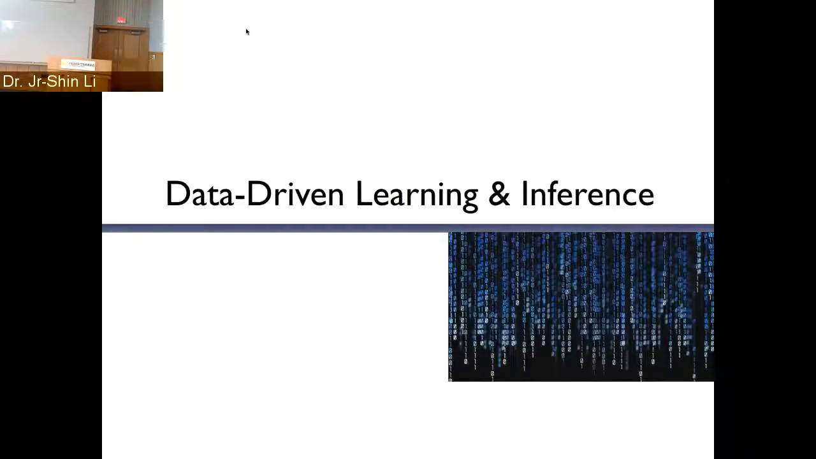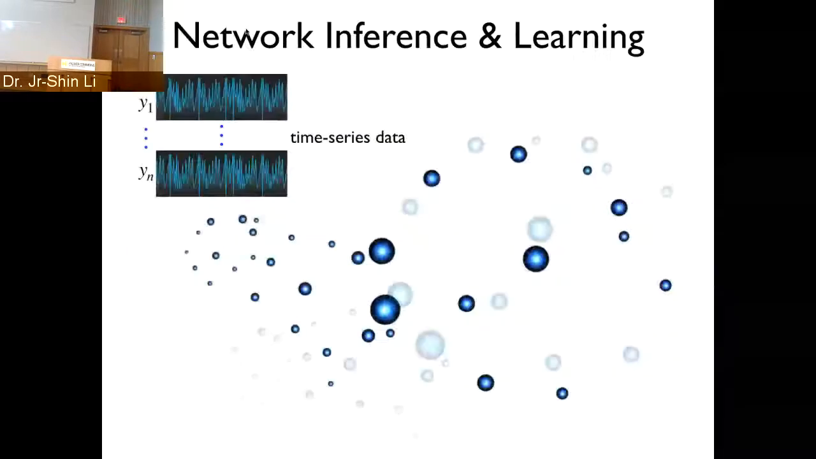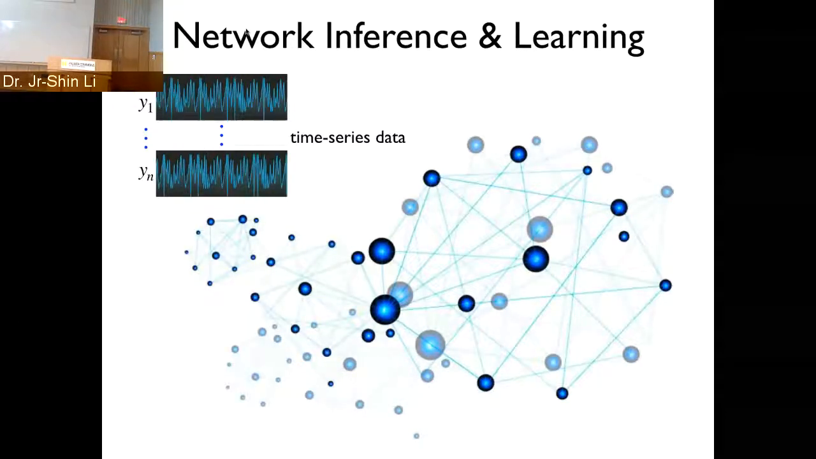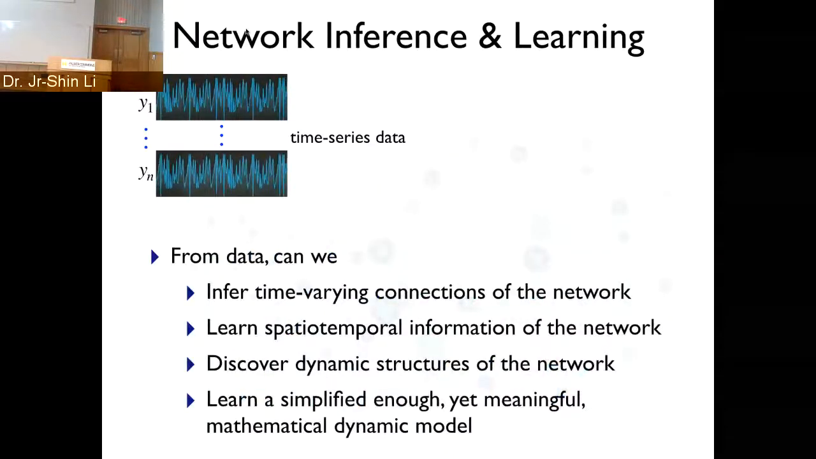Okay, so this is the last topic that I wanted to talk about. This is data-driven learning and inference. This is our recent work in networked inference. So here's the problem. If we have a network, and we have a time series recording for each node, for example, if there are 100 nodes and we have 100 time series recordings, given this data, can we recover the connections? Can we recover this topology over time? Because the coupling strength between nodes could be varying over time. So can we infer time-varying connections of the network from data?